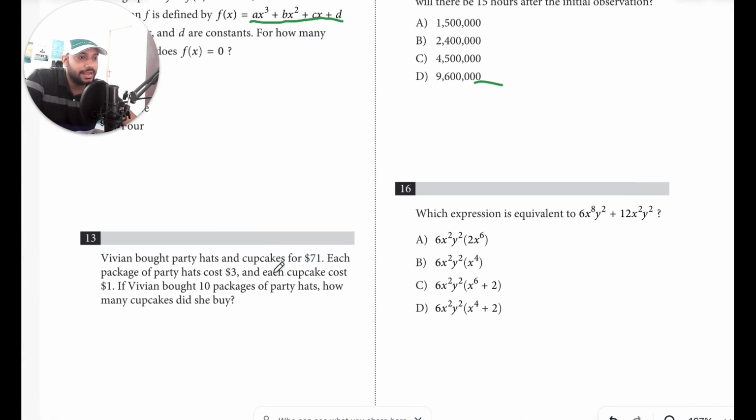Vivian bought party hats and cupcakes for $71. Each package of party hats costs $3 and each cupcake costs $1. Vivian bought 10 packages of party hats, that means $30. How many cupcakes did she buy? 71 minus 30 is $41. Each cupcake costs $1, so 41 cupcakes.